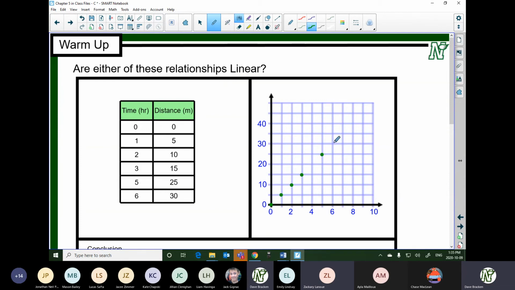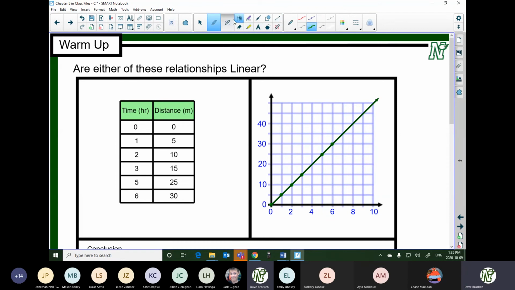The next one is 6 and 30. Okay? Now, it looks to me like this is completely linear. What the problem was is there's just a point missing. 4 for time and 20 for distance. We're just missing this point right here. So maybe the person just forgot to record it. They're doing an experiment, and after 3 hours, they fell asleep. They didn't get to record for 4, but they did record for 5 and for 6.